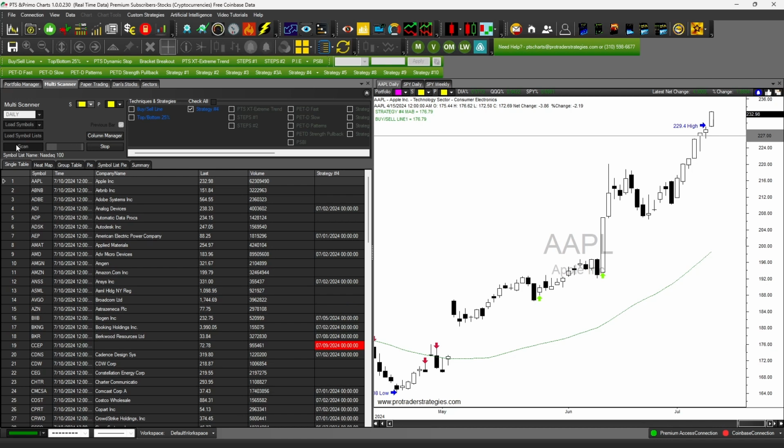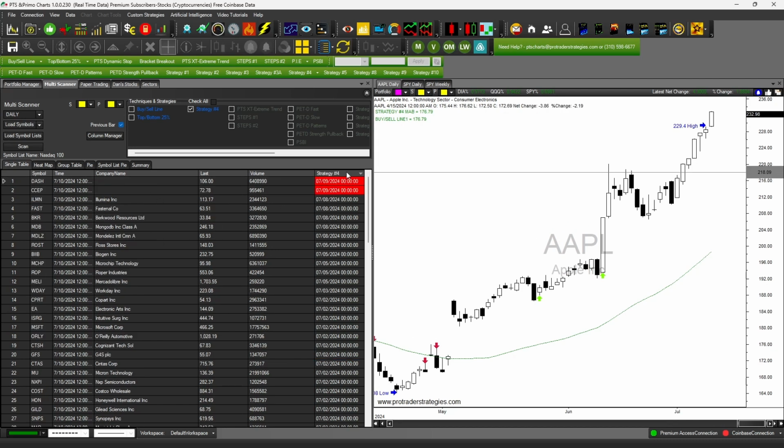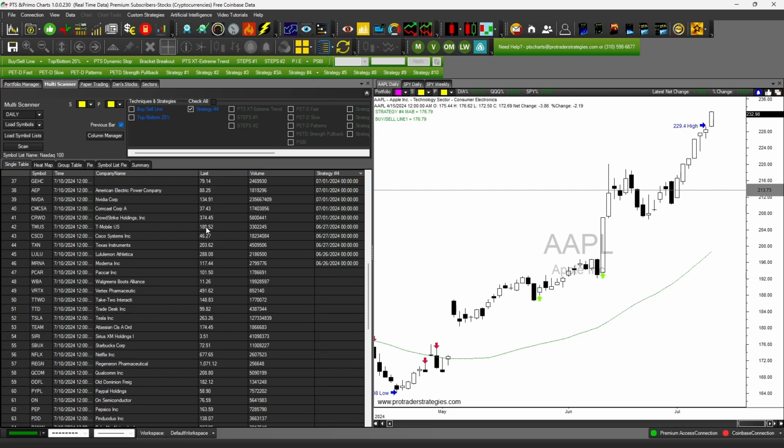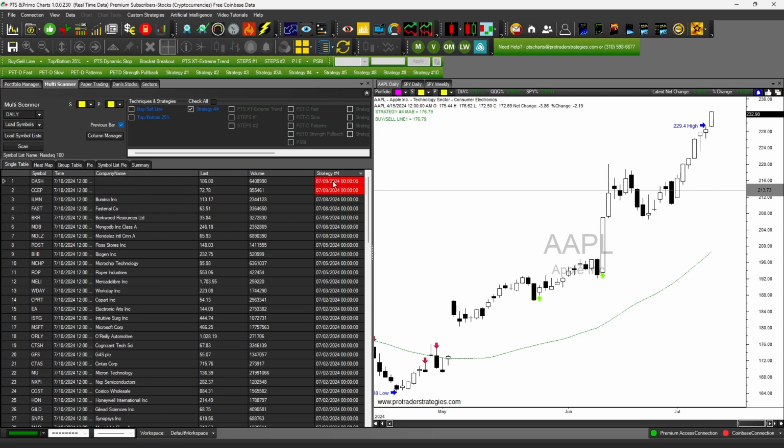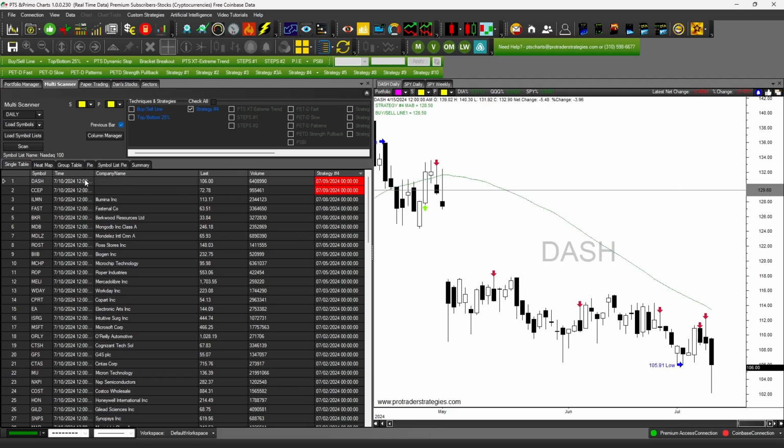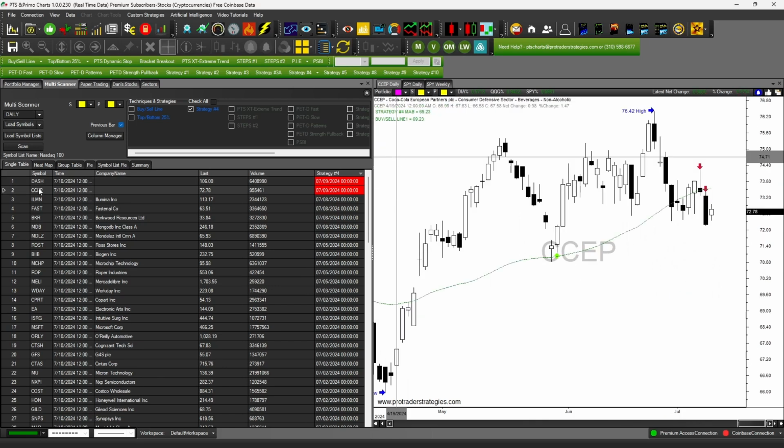We'll give that a quick scan, and you want to make sure you check that previous bar box, and that will bring up all of the NASDAQ signals. And so far right now, we don't have any signals that have generated on the NASDAQ. We have 2 bearish signals that have generated on, I believe, DoorDash here, and I think this is Coca-Cola European Partners. Okay, so nothing on the NASDAQ, so we're going to move on to the next one.